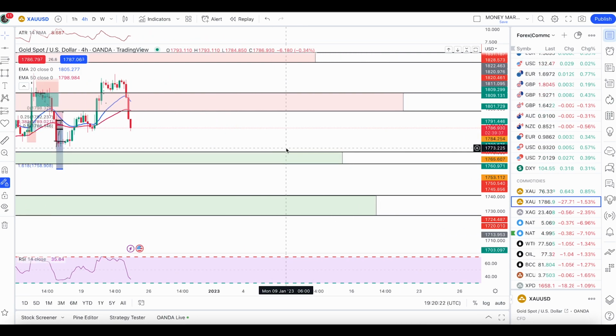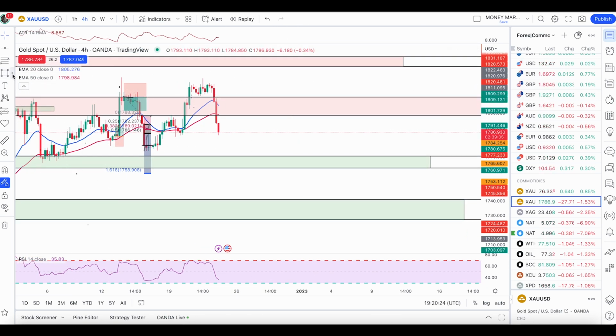The price continues to push down. This is the zone from where we can expect a little bounce. So keep these zones on your chart. This is the minor zone right here. This is the major zone below that.